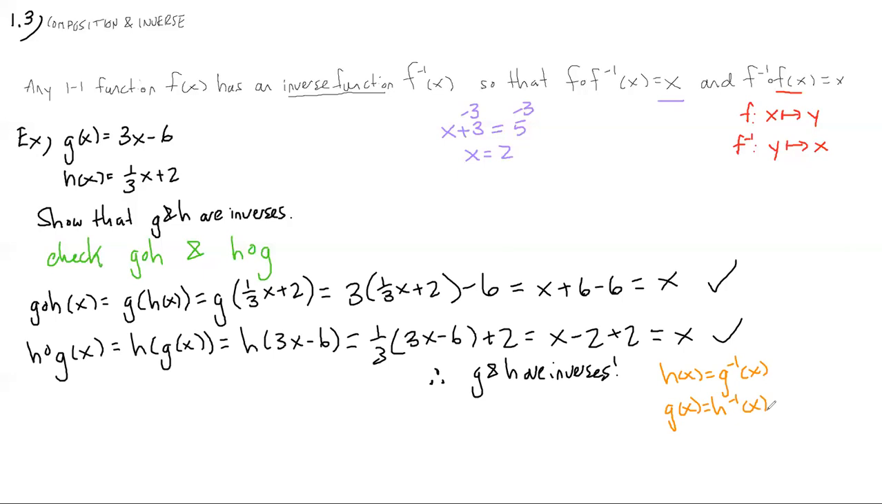And note that g to the -1 of x, so that is this h of x function, 1/3 x plus 2, is not the same thing at all as g of x to the -1, which would be 3x minus 6 to the -1, which is like a reciprocal function, right? It's not the same thing. So the notation is very, very different. They don't mean the same thing at all. The placement of that -1 is going to be really important.